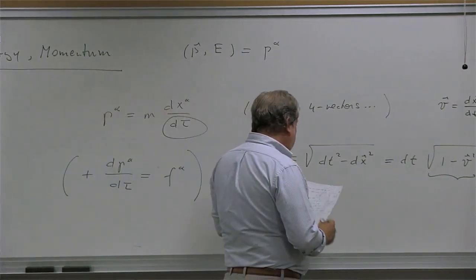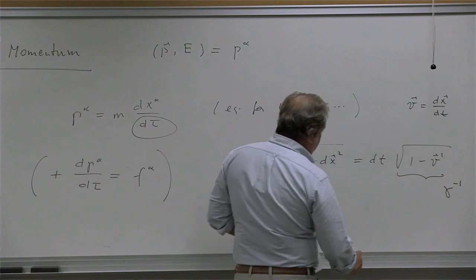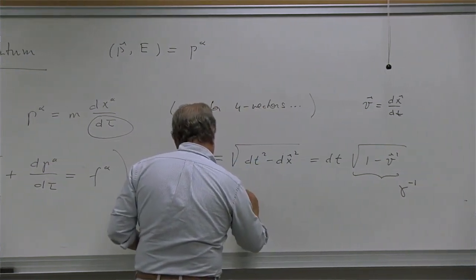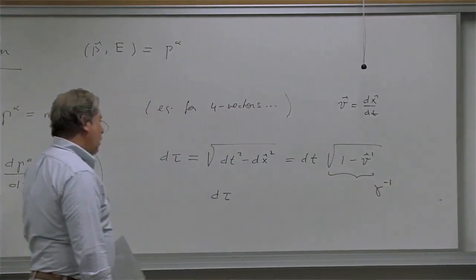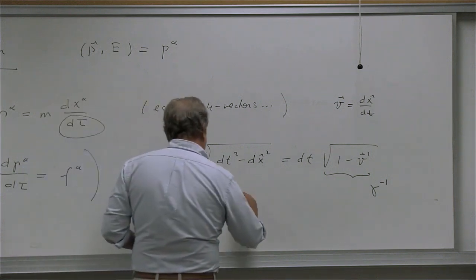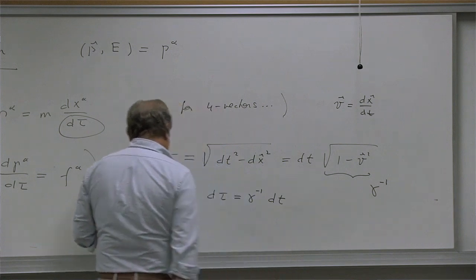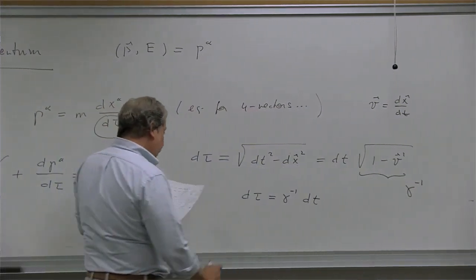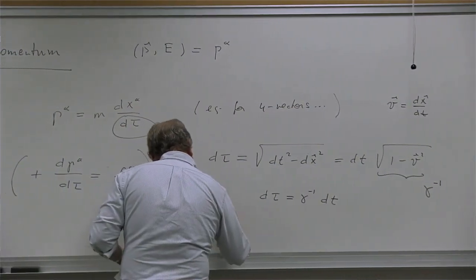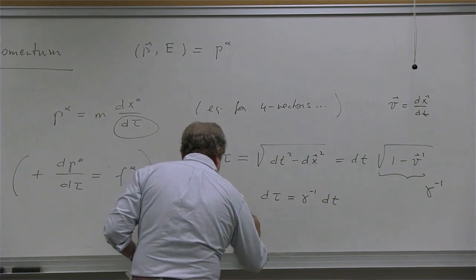And so that is interesting because it tells us something that we are going to use once in a while, that d tau is equal to gamma to the minus 1 times dt, or that dt by d tau is equal to gamma.